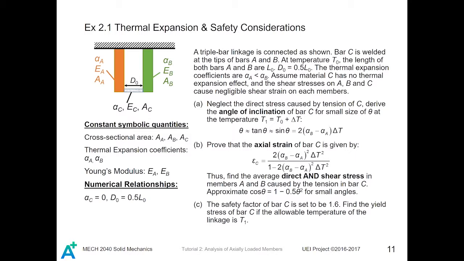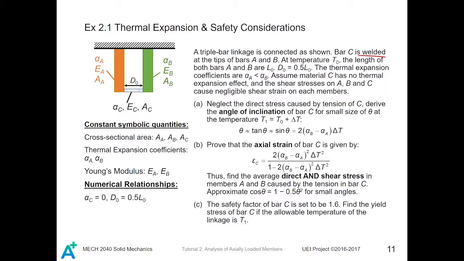A triple bar linkage is connected as shown. Bar C is welded at the tips of bars A and B. For those who have attended the industrial training in winter, you should know what welding is. If you didn't attend, it is just like you have a fixed end on those two bars. After welding, the material is very firmly attached to those two bars. It is not easy to remove it.